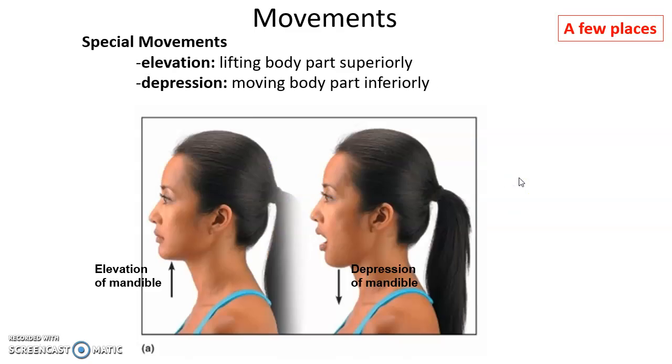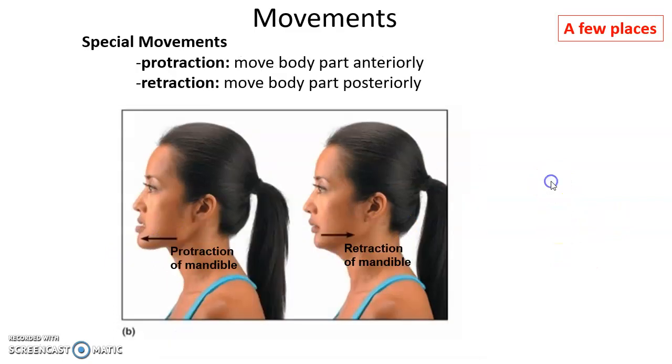Special movements: elevation and depression. Elevation is raising something superiorly, depression is lowering it inferiorly. So our mandible can elevate and depress. Our pectoral girdle can elevate and depress. Protraction and retraction: protraction is sticking out anteriorly, retraction is pulling it back posteriorly. The mandible can protract and retract. Our pectoral girdle can protract and retract.